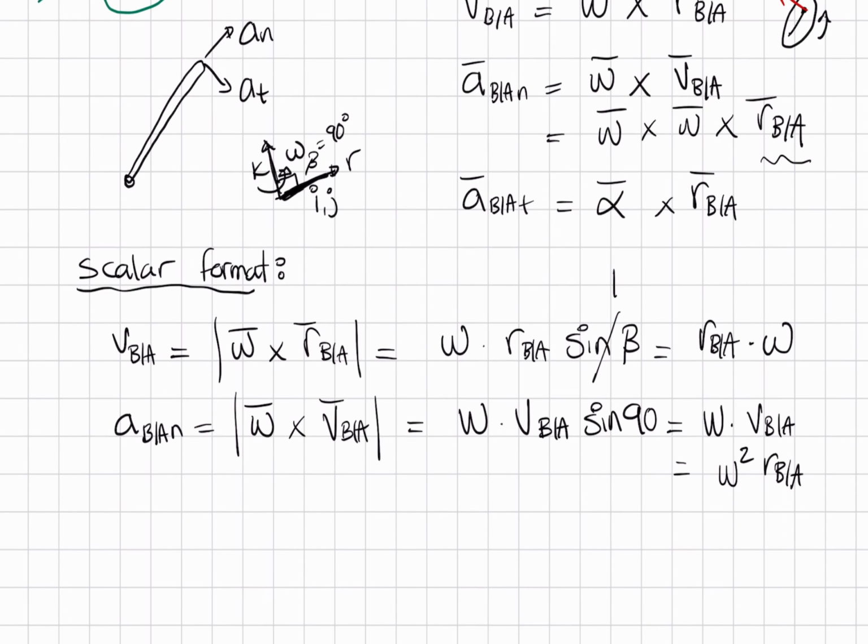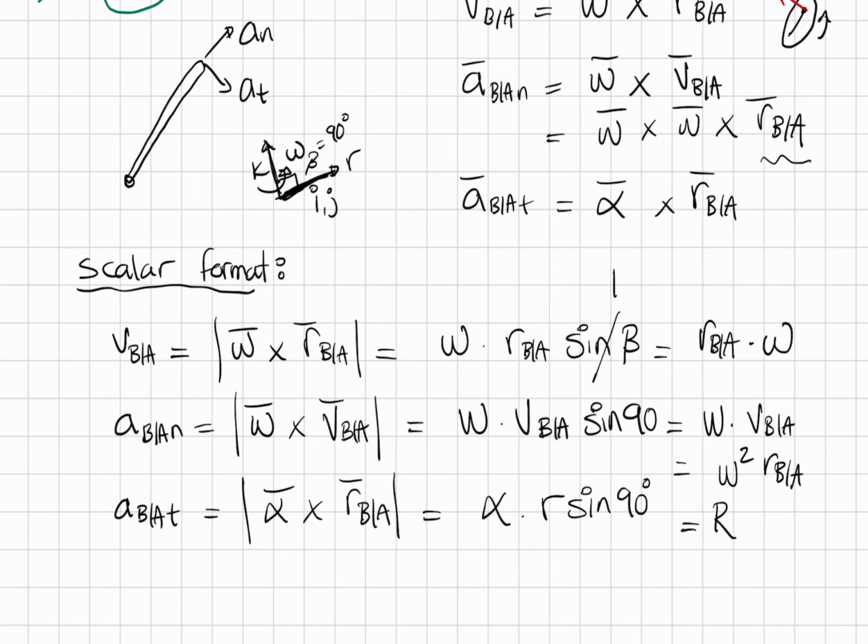Now we can look at the tangential component. We're looking at the magnitude of alpha cross RBA, and this gives us alpha R sine of 90 degrees as well. So we have R alpha.